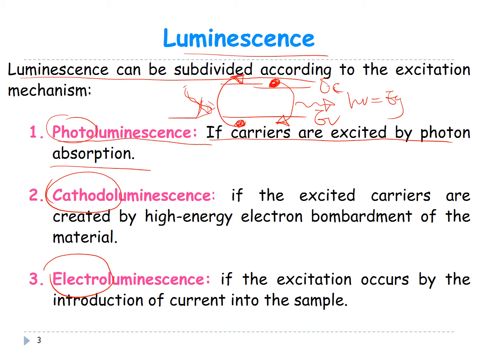If it is due to high energy electron bombardment, we call that cathodoluminescence. And if it is due to introduction of current into the sample, then we call that electroluminescence.